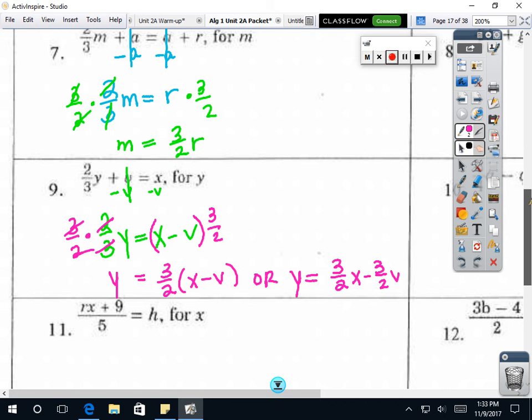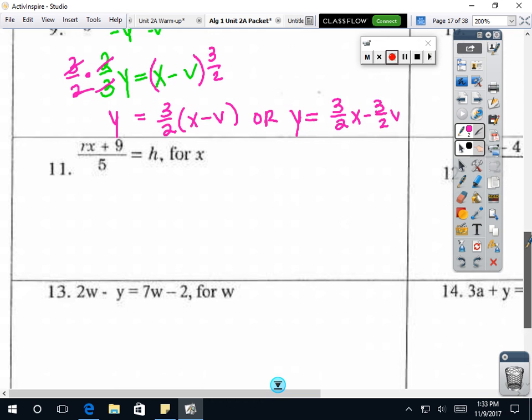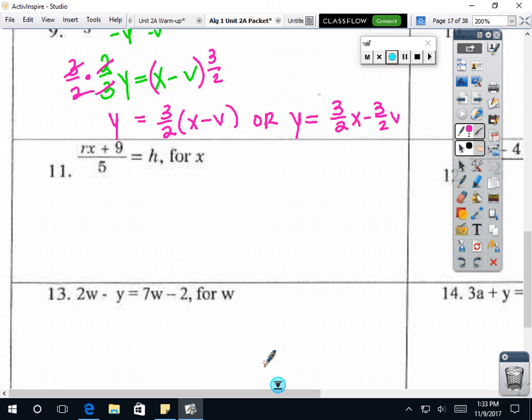Okay, number 11. Rx plus 9/5 equals h. Solve for x. So what do we do? Multiply by 5 on both sides. Those cancel, leaving Rx plus 9 equal to 5h. Now to solve for x, what do we do? Right?